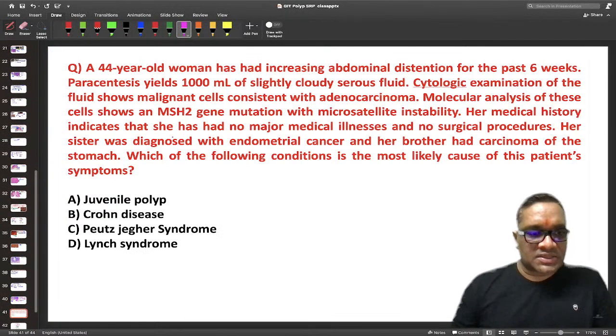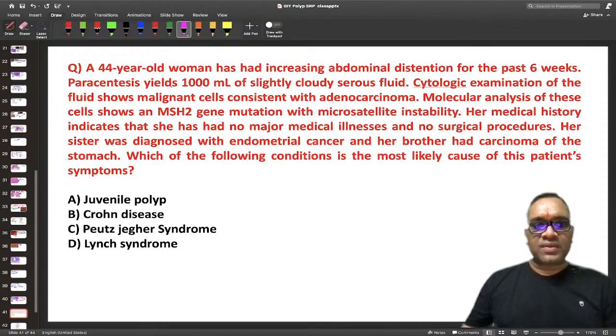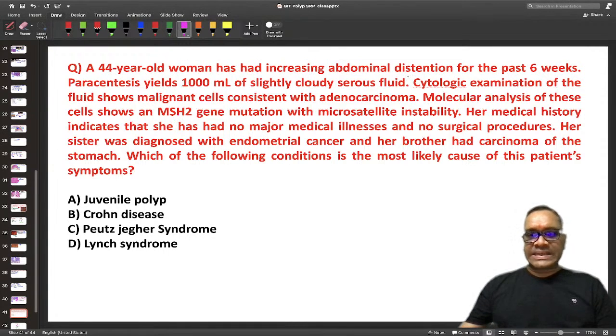Now I think this is the last question of today's discussion. A 44-year-old female, increasing abdominal distension for the past 6 weeks, paracentesis yields 1000 ml of slightly cloudy serous fluid. Cytological examination of the fluid shows malignant cells consistent with adenocarcinoma. Molecular analysis of these cells shows MSH2 gene mutation, microsatellite instability.